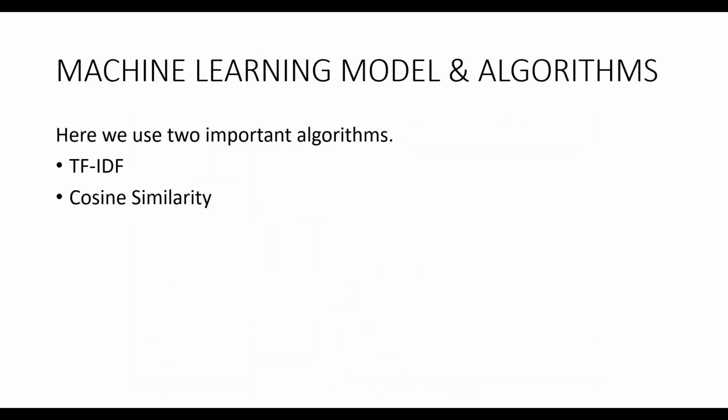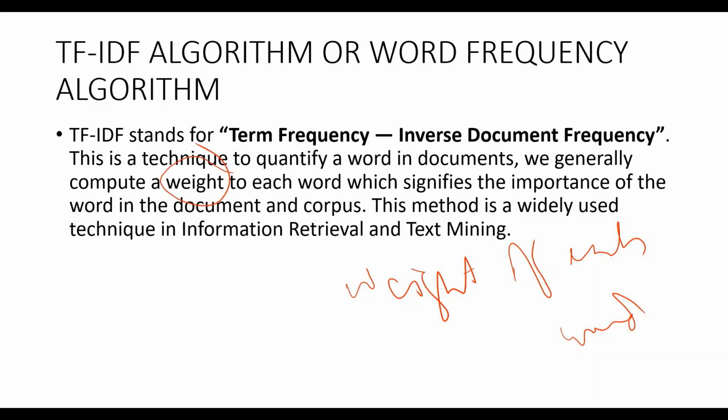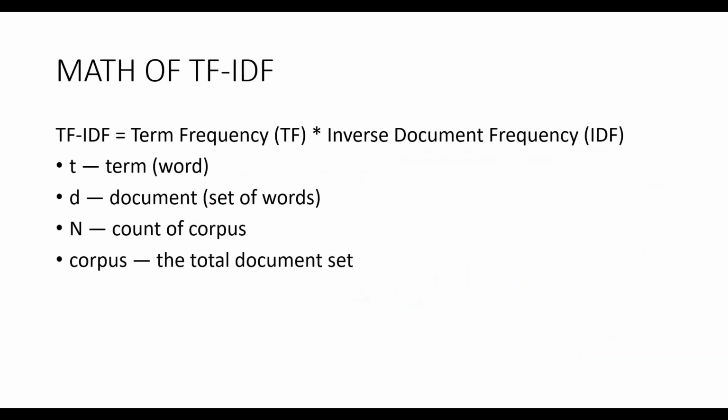For the machine learning model and algorithms, as I discussed, I am using TF-IDF and cosine similarity. These two algorithms are used here for the implementation. TF-IDF is the word frequency algorithm: term frequency, inverse document frequency. This is a technique to quantify a word document. Here we find the weight of each word using mathematical formulas. Each word is associated with a weight. So this is the math of TF-IDF.